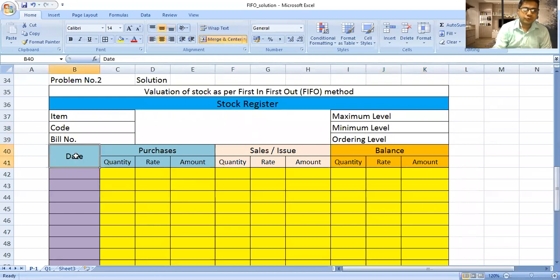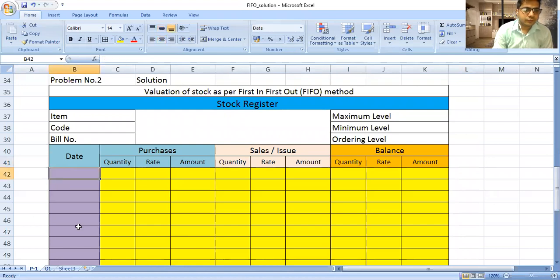Then we have to draw total 10 columns. Date, purchase, under purchase 3 columns: quantity, rate, amount. In issues column again 3 sub columns: quantity, rate, amount. And in balance we have to write quantity, rate and amount. These are the columns we studied in our last lecture also. Now friends, we have to solve this particular sum.